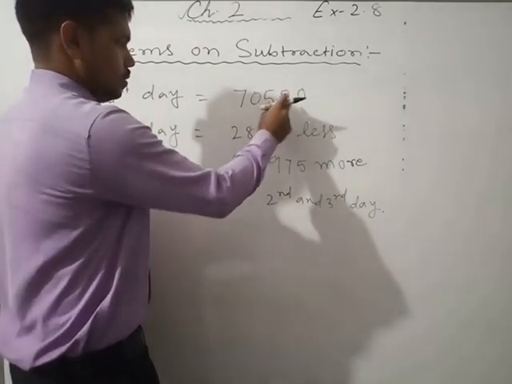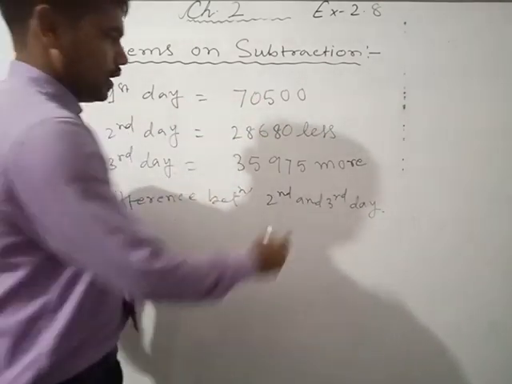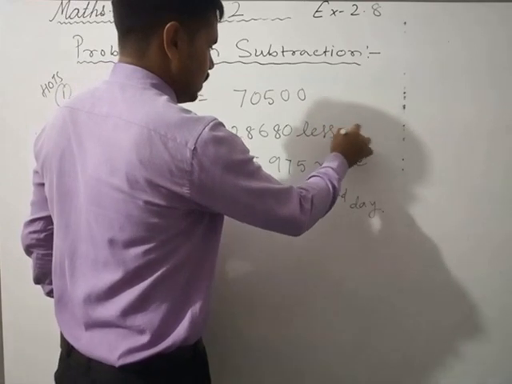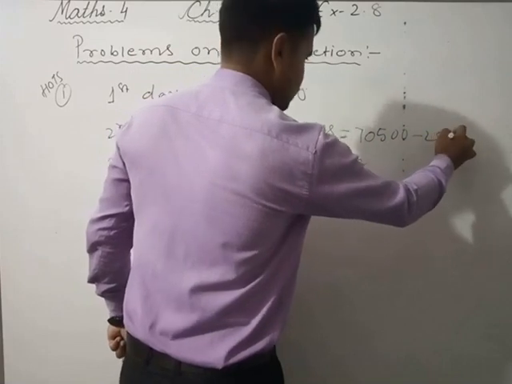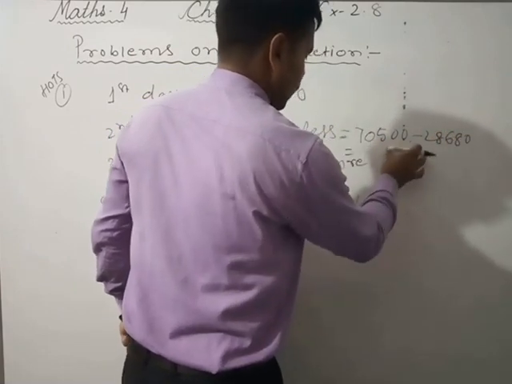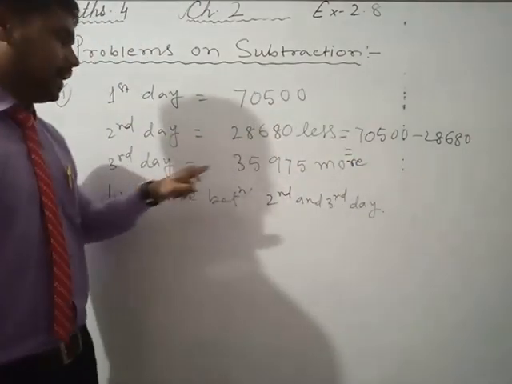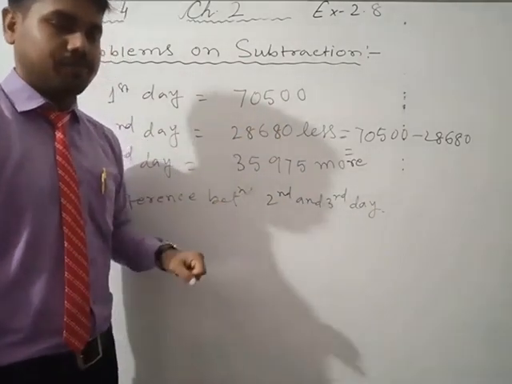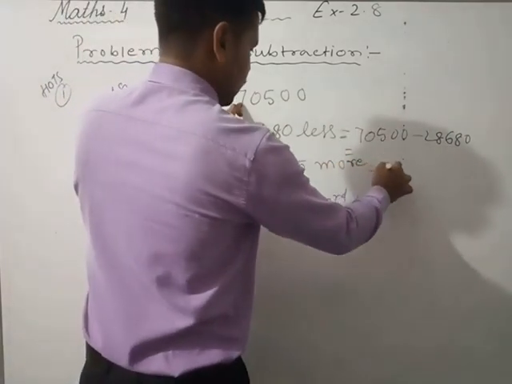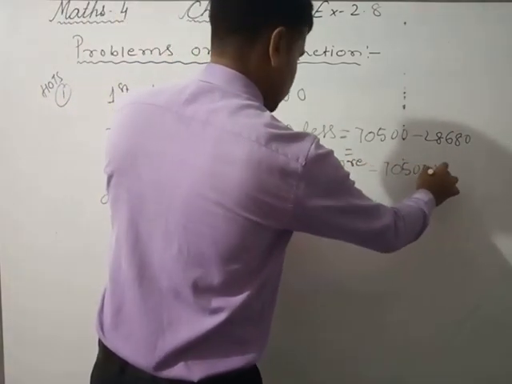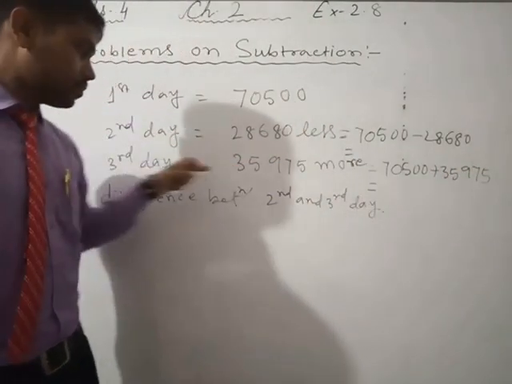Okay. So we'll subtract and check how many there are on the second day first. Second day this much less than the first day means 70500 minus 28680. Whatever result comes, that much will be for the second day. Now it is asking for the third day, this much more than the first day. This much more means you have to add this. So that means it will be 70500 plus 35975. Whatever the result, that much will be for the third day.